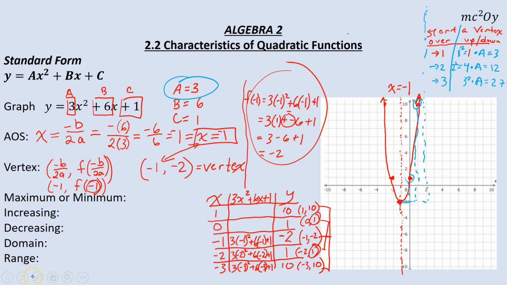All right, we're going to move on and quickly talk about maximum and minimum. So in this case, this graph has a minimum. The minimum is at y equals -2. You could also put the ordered pair -1, -2. Okay, so it's a minimum.